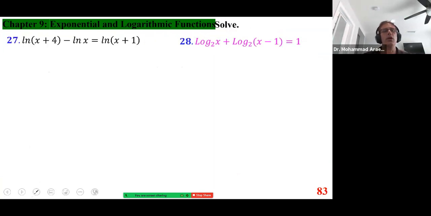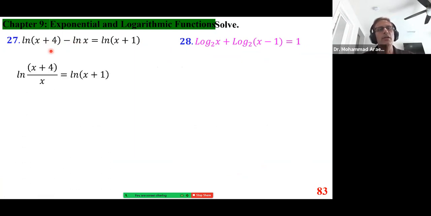Same thing, we are dealing with logs only. Therefore, we bring them to a single log. The left side becomes ln of x plus 4 over x. The right side doesn't change. They have the same base, namely e. They must have the same argument.